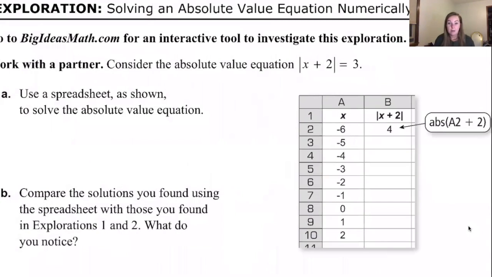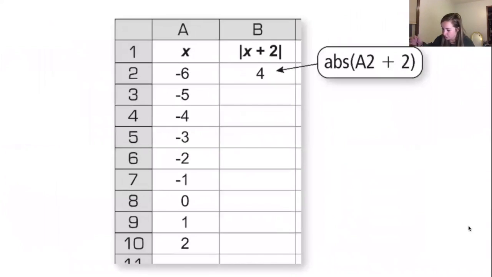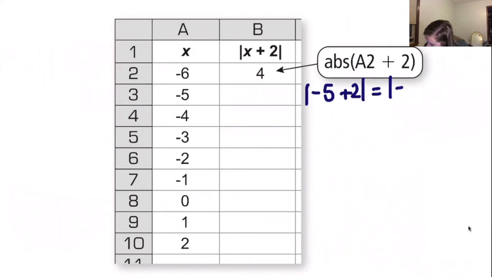Alrighty, the last way that we're going to go through is using a table or using a spreadsheet. So I'm just going to take my number. So I have -5, -5 plus 2. That gives me -3, and the absolute value of that is 3. So I'm going to put my answer in there. You can pause it here and then check back to see if you get the same answers for the rest of the table.